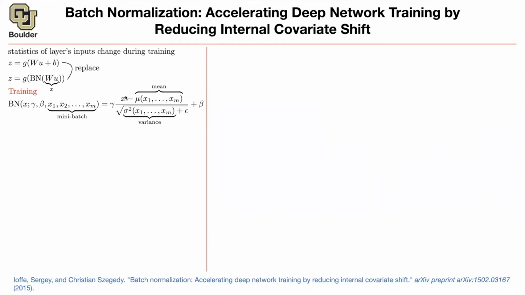You subtract it from X. You divide by the standard deviation. And this epsilon is just a very small number, 10 to the power -8, for numerical stability reasons. So you subtract the mean, divide by the variance. But then what happens when you do this?